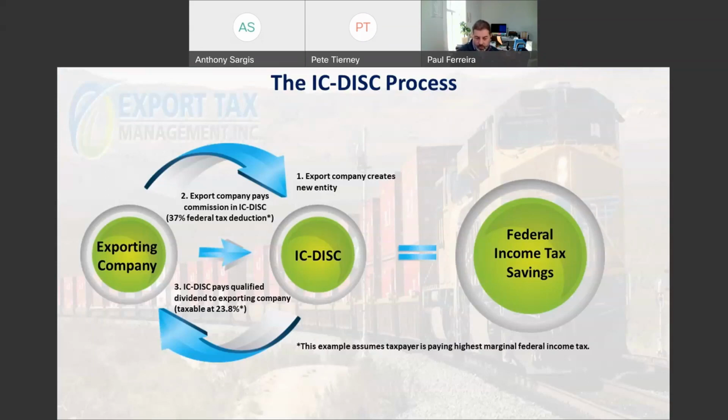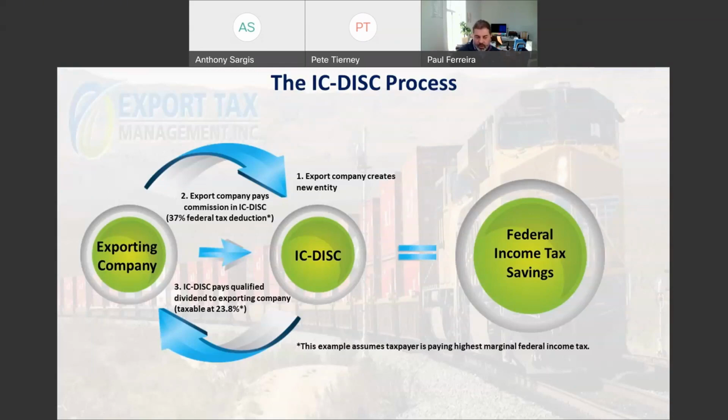Once the DISC is incorporated, you request an EIN from the IRS, and then you file an election with the IRS to let the IRS know you want to be considered an IC-DISC. You have 90 calendar days to do all that. You don't want to be late. It's a $10,000 fee to beg for forgiveness from the IRS if you file that election late. Once it's incorporated, you can take advantage of the DISC benefits. And then you have 90 days thereafter to file the elections and other compliance.